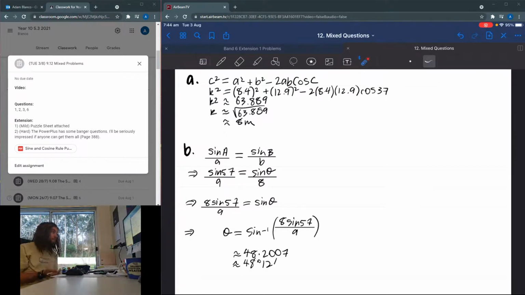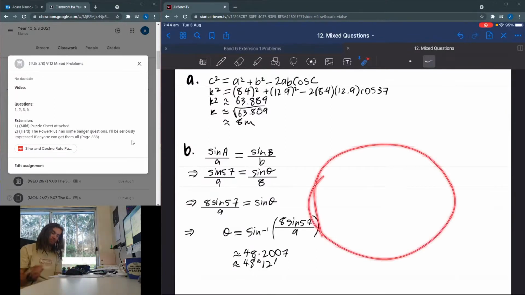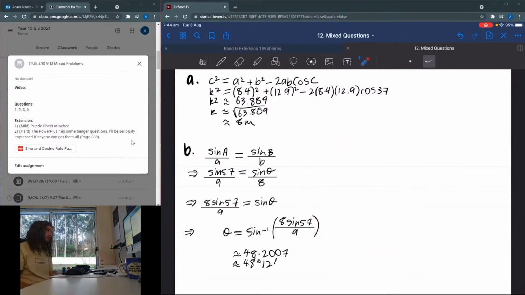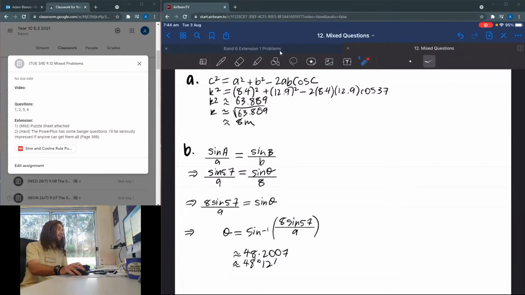There is the exercise. I have put some questions up there. You'll see in the extension there's a puzzle sheet attached, so if you don't really want to do the textbook exercises, you can just do the puzzle sheet, which is just like 5 questions or so, and there's like a puzzle in it. And there's hard questions in the Power Plus, which do involve some of the angles of any magnitude, which is like the unit circle and stuff. So if you'd be keen to do that, then by all means, but I'd be surprised if anyone got all of them correct, because they are quite hard. But power to you if you'd like to try.